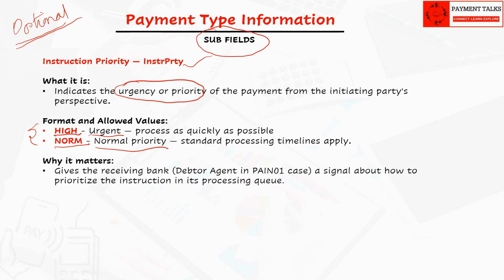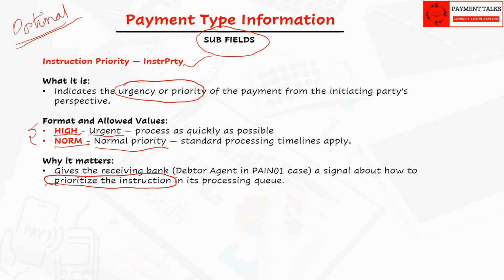Why does it matter? This field gives the receiving bank, the debtor agent in the PAIN.001 case, a signal about how to prioritize the instruction in its processing queue. A high priority instruction may be flagged for same day processing or preferential queuing in the payment engine. Norm follows standard batch or cutoff processing.